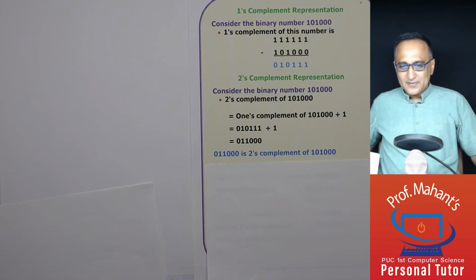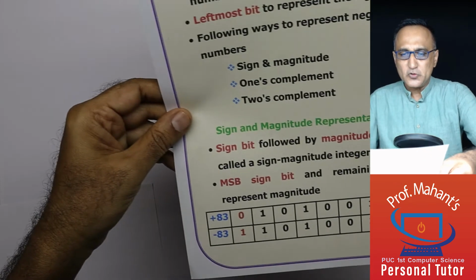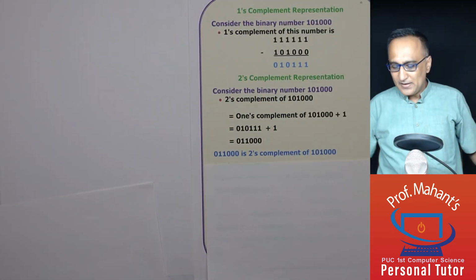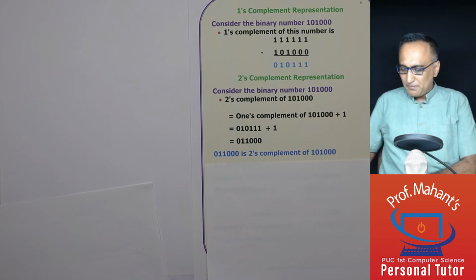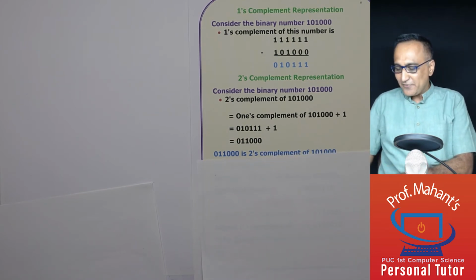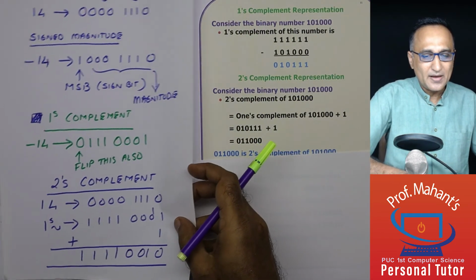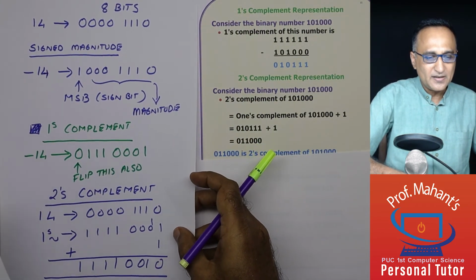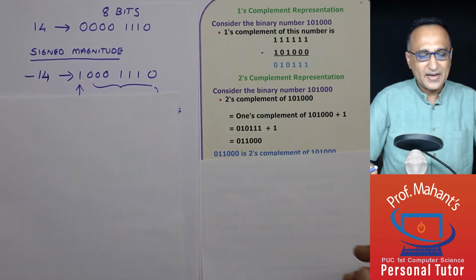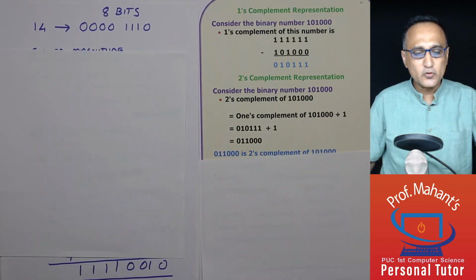Now what I'll do is, I'll try to show you a way of representing the number minus 14 in 3 different ways. I'll try to represent minus 14 in sign magnitude way. I'll represent minus 14 in ones complement as well as minus 14 in 2's complement.